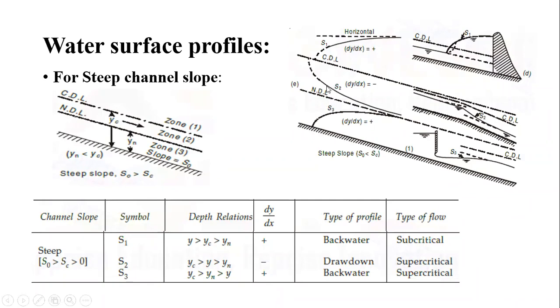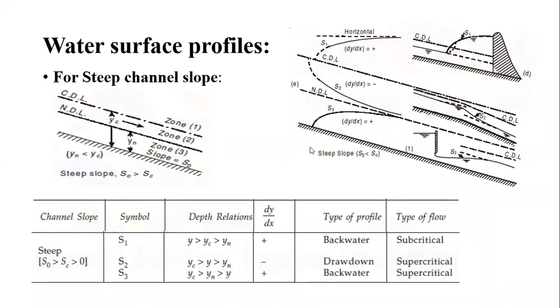But in region 2, the flow occurs somewhere where the actual flow depth is less than CDL, so the water surface is below the CDL, that is the critical depth level, but above the normal depth level. It means that the actual flow depth Y is below the CDL but above the NDL, that is, Y is less than YC but greater than YN.